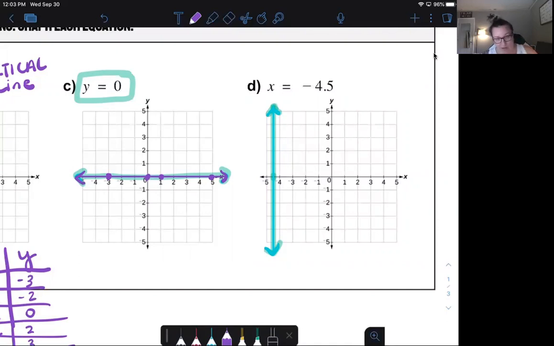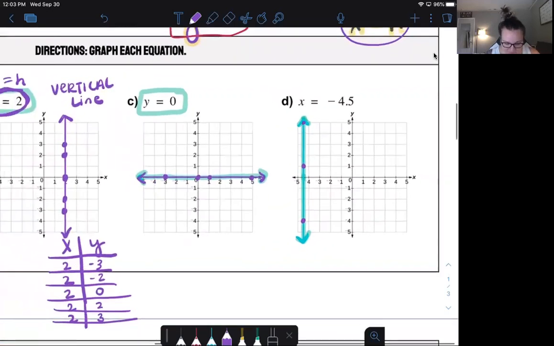For part D, x = -4.5. Remember, no matter what y is, x is always -4.5. When y is 5, x is -4.5. When y is 1, x is -4.5. When y is -4, x is -4.5. And you should see those points then creating a vertical line going through the x-axis at -4.5. I hope you got the same answers as me. Good work, guys. Let's move on.